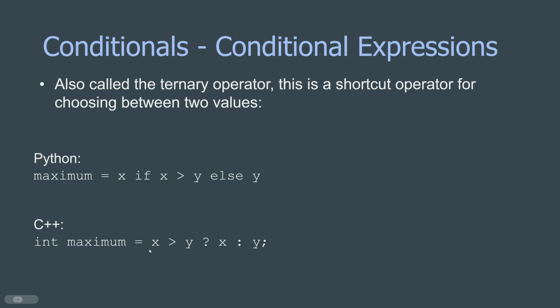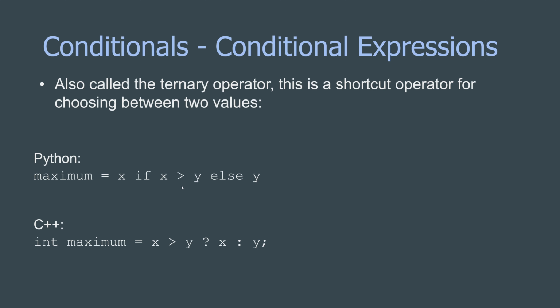By the way, this is just an assignment statement here, and all I'm doing is assigning the variable maximum equal to the result of this expression. So this whole big thing here, x is greater than y, question mark x colon y, is going to be a value, right? It's either going to be whatever the x value is or whatever the y value is, depending on the result of that condition.